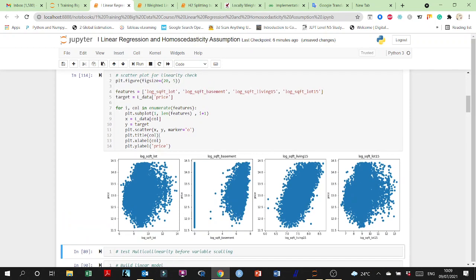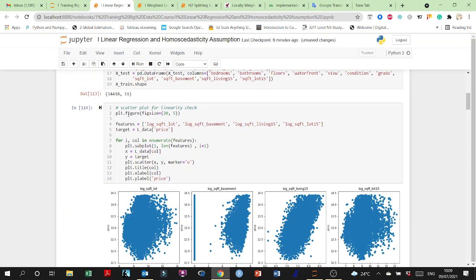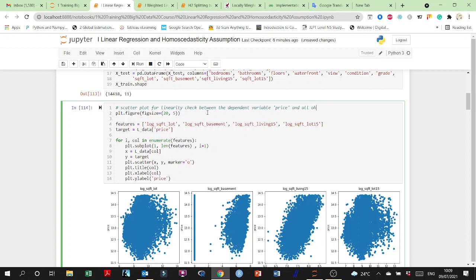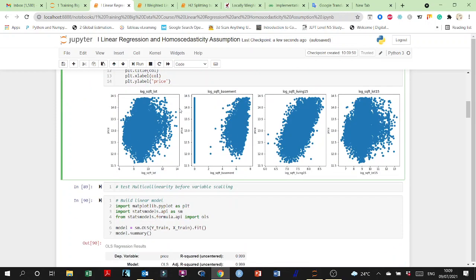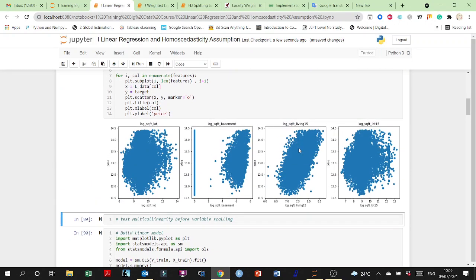Just to summarize everything that you hear: a scatter plot for linearity check between the dependent variable price and all other numerical independent variables. Okay, very nice. So here we have the first assumption checked.